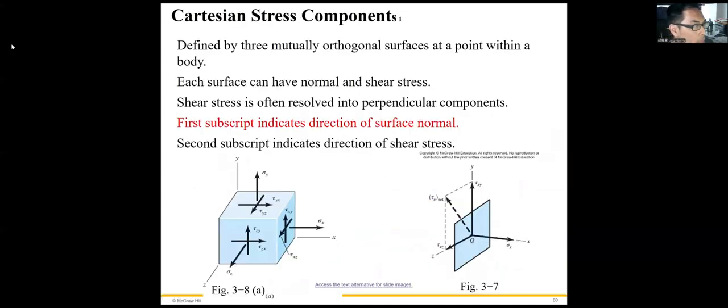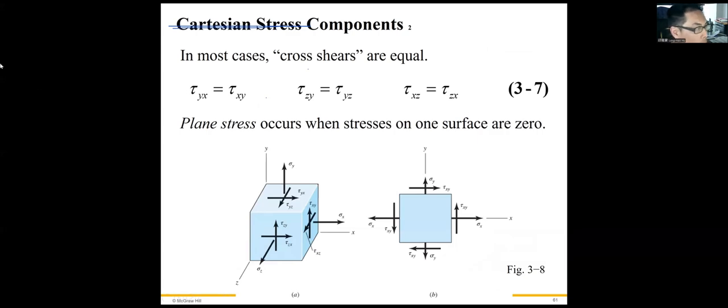So I just want to say we can convert the coordinates from the Cartesian system to any plane, x prime and y prime. If we ignore the component in the z direction, we can regard it as plane stress. Most cases are plane stress.